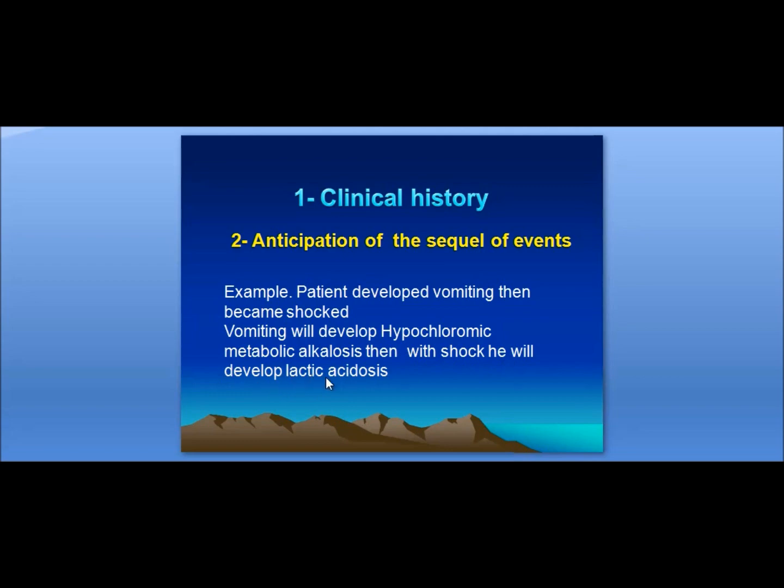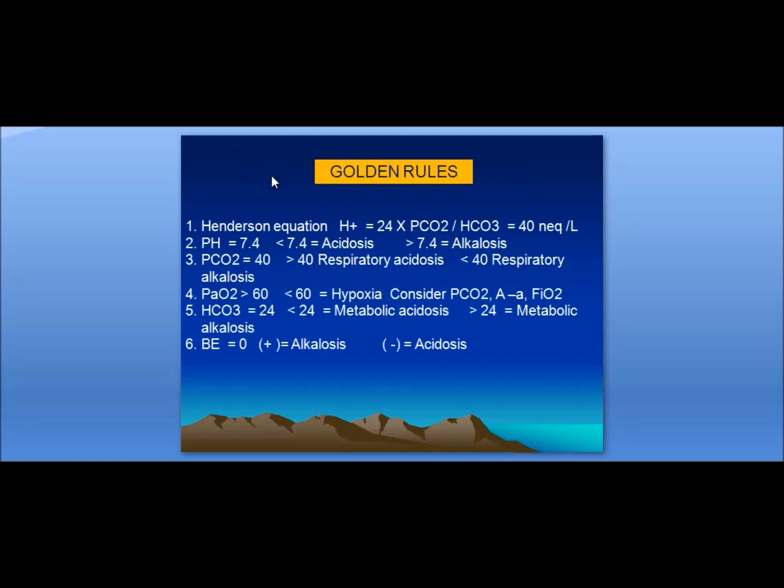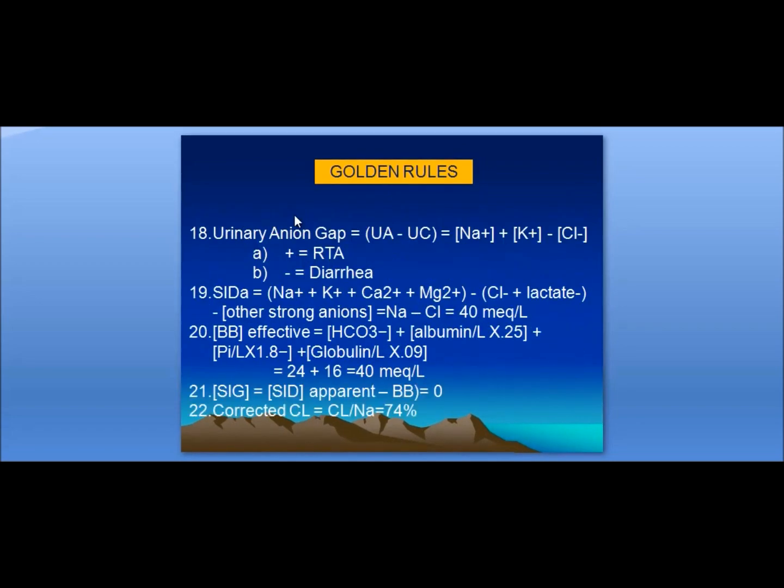Lab investigations you should study: sodium, chloride, potassium, BUN, serum creatinine, random blood sugar, ketone bodies, and serum lactate. Then come to the ABG chart to study it, to see the values. For the calculated items, don't forget these formulas, these equations. I collected them in the form of a golden rule in these 4 slides. You should know them by heart.